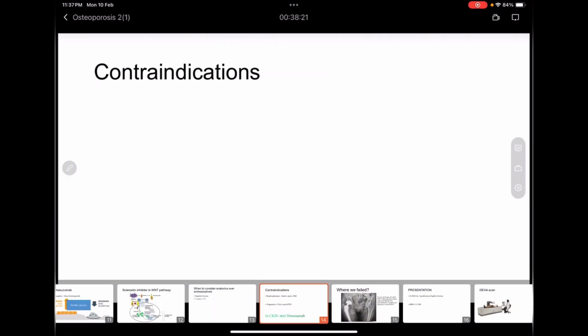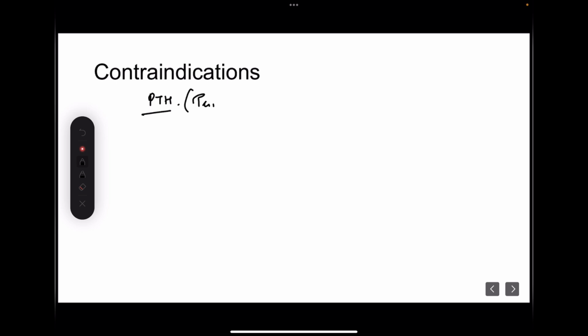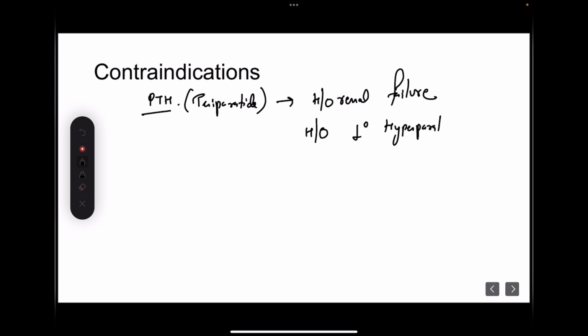So coming to the contraindications of these drugs, there are certain conditions when we avoid certain drugs. What are these? For teriparatide, whenever a patient has a history of renal failure, don't give it. And whenever a patient has a history of primary hyperparathyroidism, don't give it. Why? Because teriparatide is known for hypercalcemia. And if the patient already has hyperparathyroidism, the chances of hypercalcemia will be too high. So don't give it.